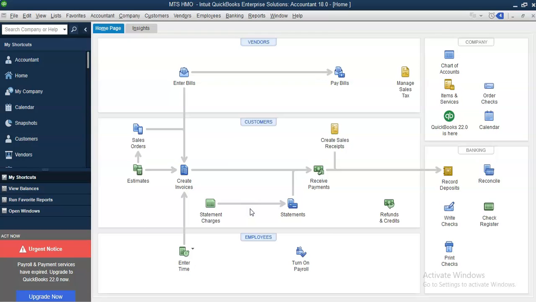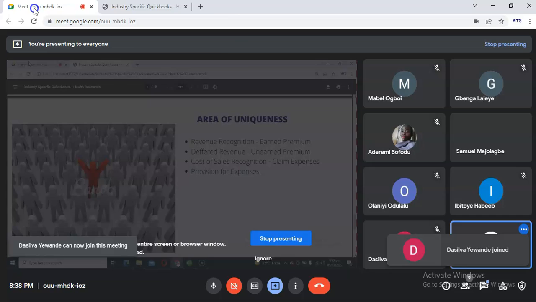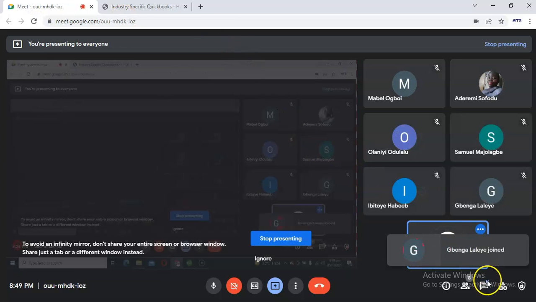Alright, so that is basically one of the major areas of uniqueness in this part. So the thing here is about knowing the earned premium and the unearned premium, and most importantly, you have to closely work with the policy document, because this is what will give the accurate information as regards when the plan will expire, how much is the total amount, and what is the period, then what type of healthcare plan it is. Are we good?